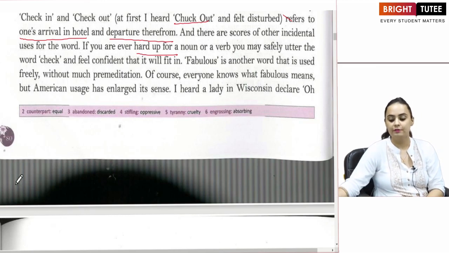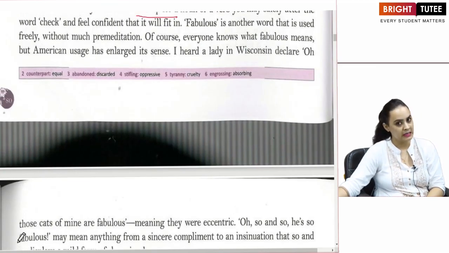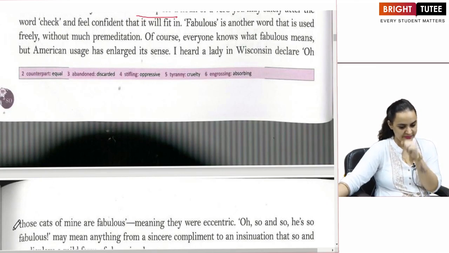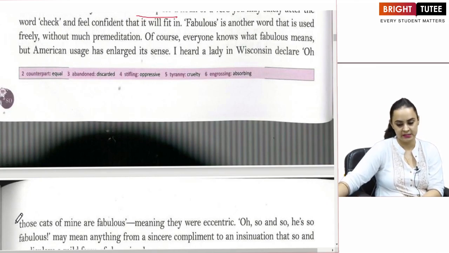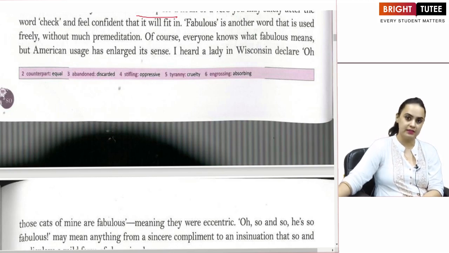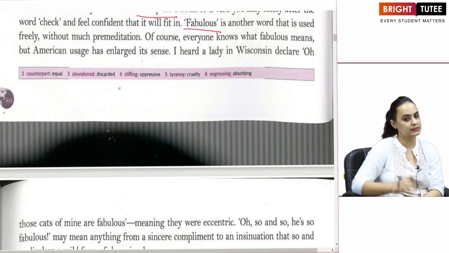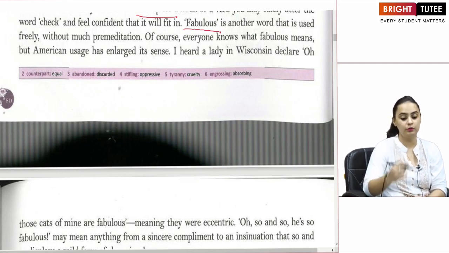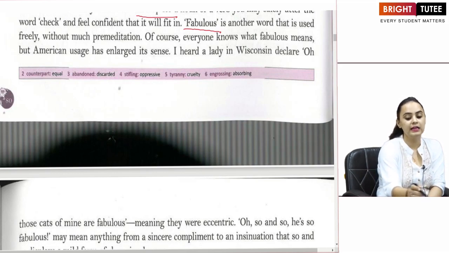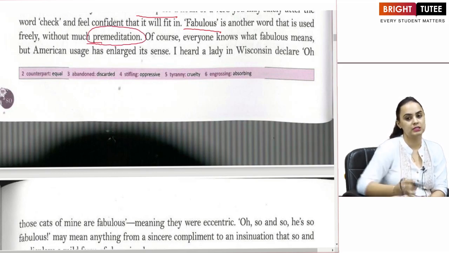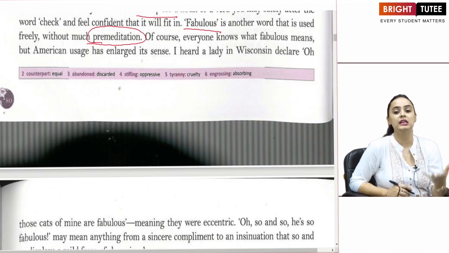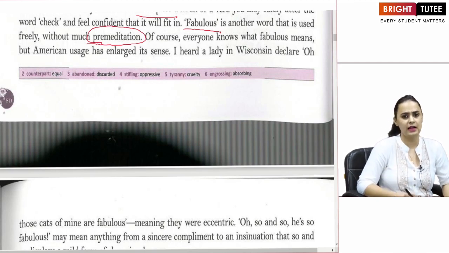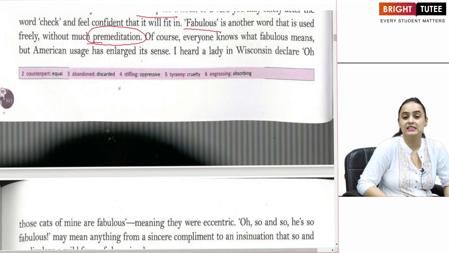Of course, everyone knows what fabulous means, but American usage has enlarged its sense. So, another example is of the word fabulous. He says that we all know fabulous is another word which they use freely without much premeditation. Premeditation means without thinking. So this is another word that the Americans can speak without thinking much.